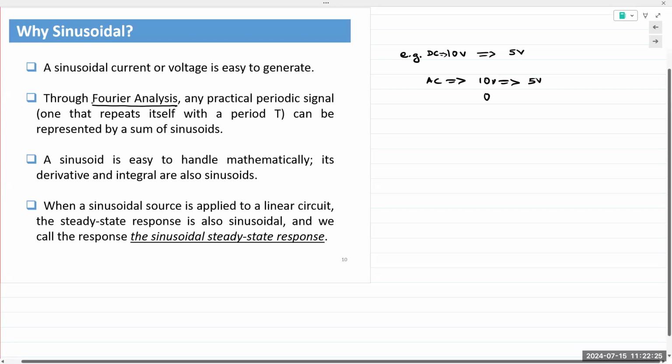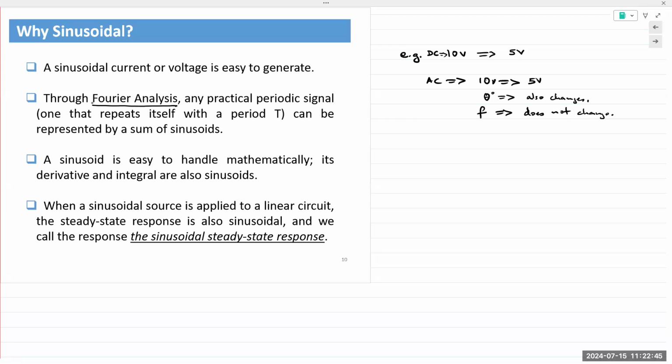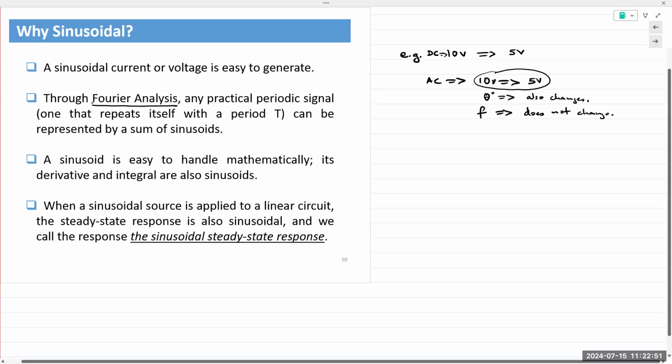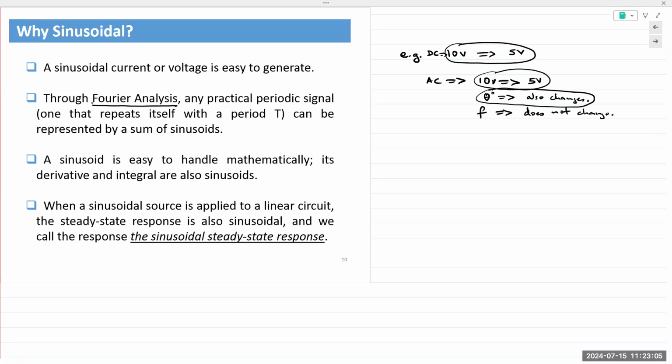Plus, the phase also changes. The frequency does not change. Okay, the frequency does not change. So mathematical calculations in AC circuits involve us trying to find not only the amplitude or the magnitude, but also the phase. In DC analysis, we only need to find the magnitude or the value of that waveform. In AC, we have to find and calculate the phase also.